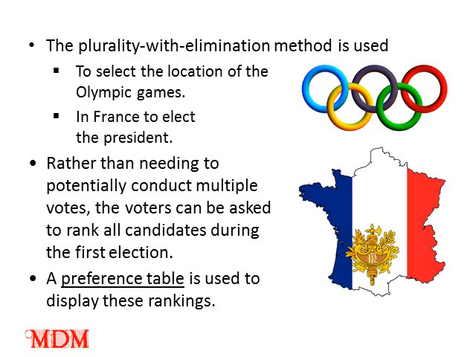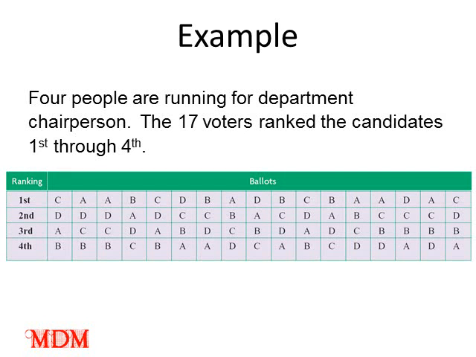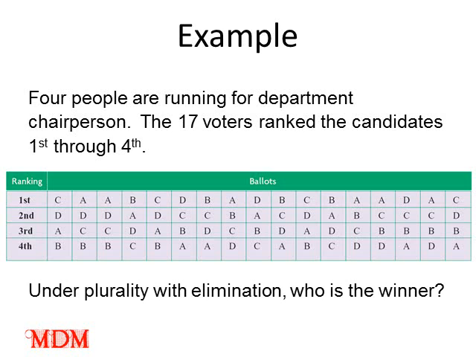Rather than needing to potentially conduct multiple votes, the voters can be asked to rank all candidates during the first election. Then a preference table is used to display these rankings. Let's take an example. 4 people are running for department chairperson. The 17 voters rank the candidates 1st through 4th. Here are the results of the ballots. Under plurality with elimination, who is the winner?